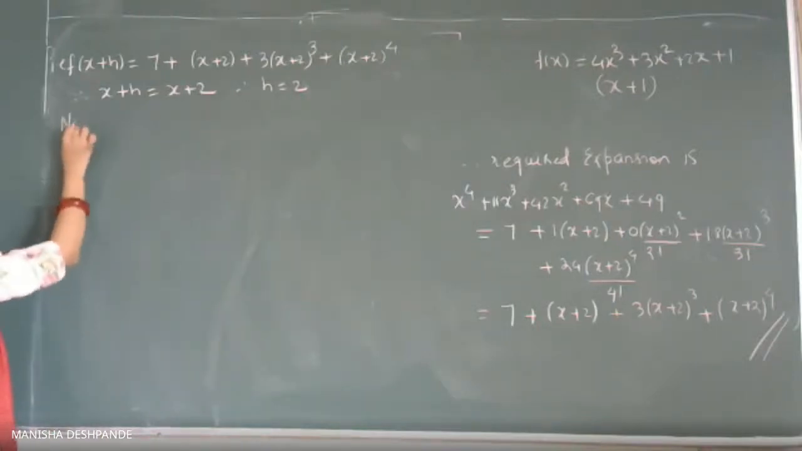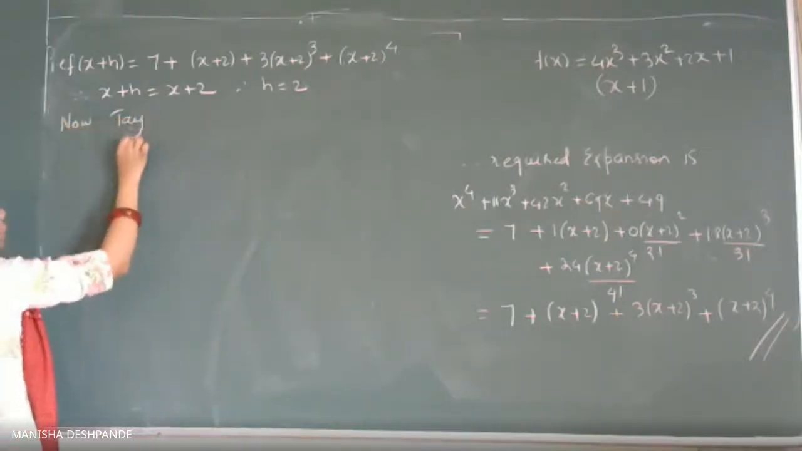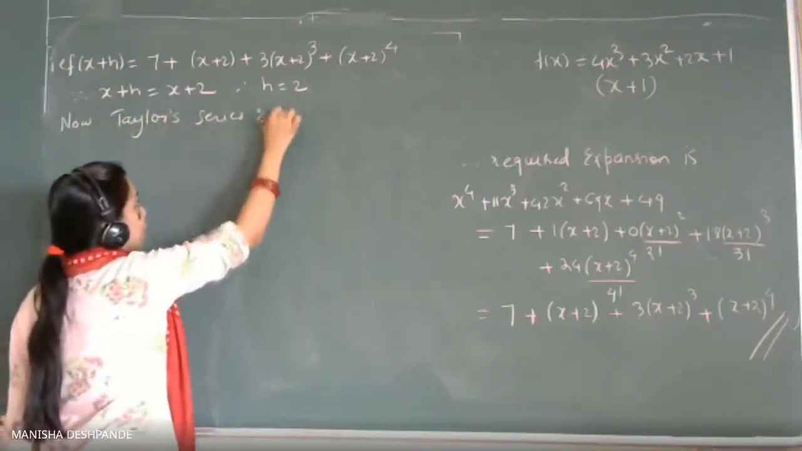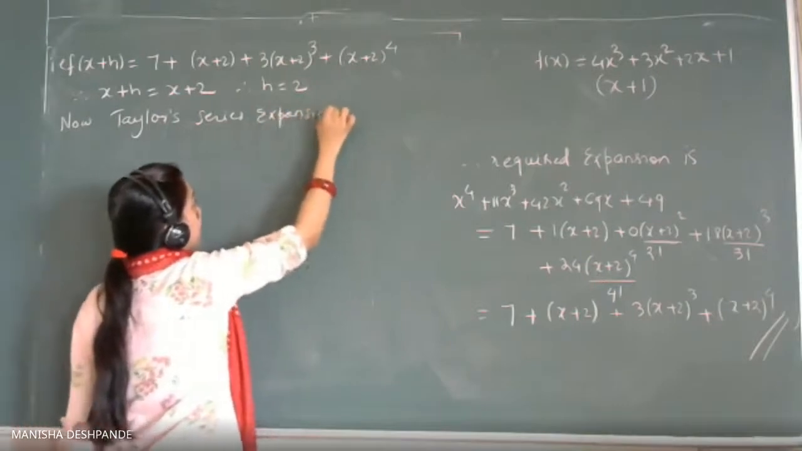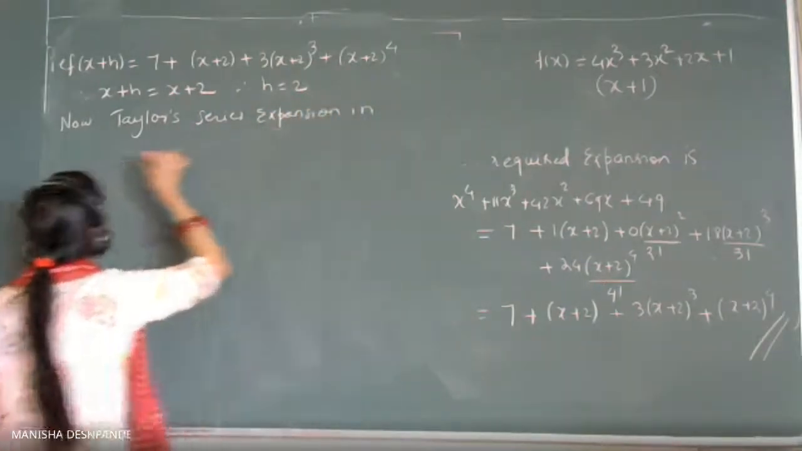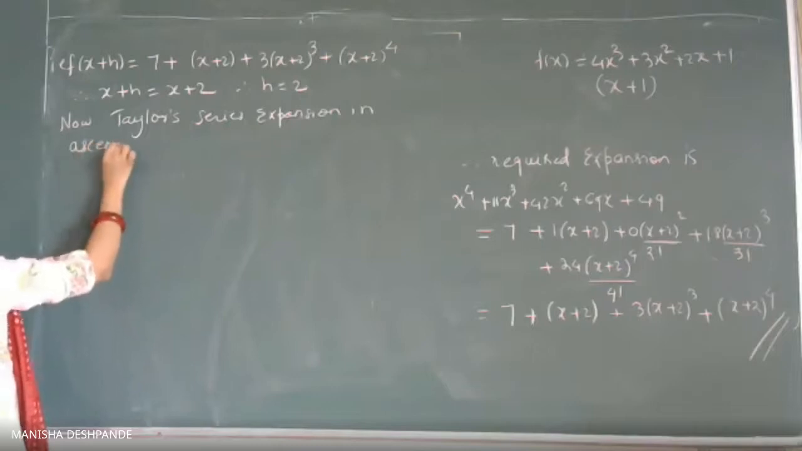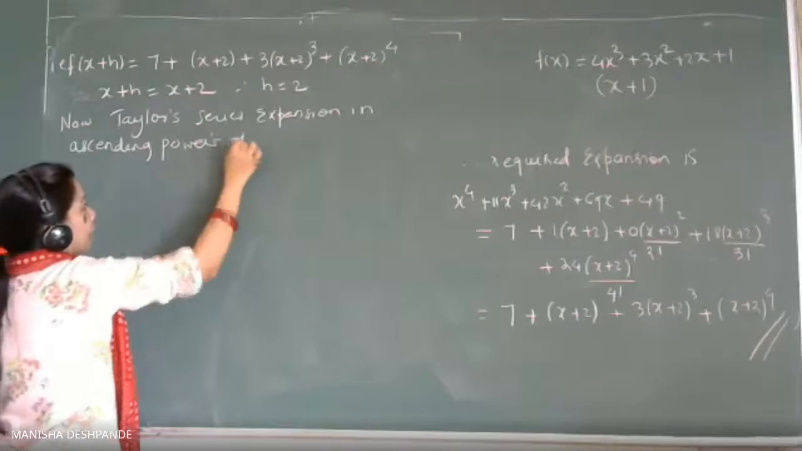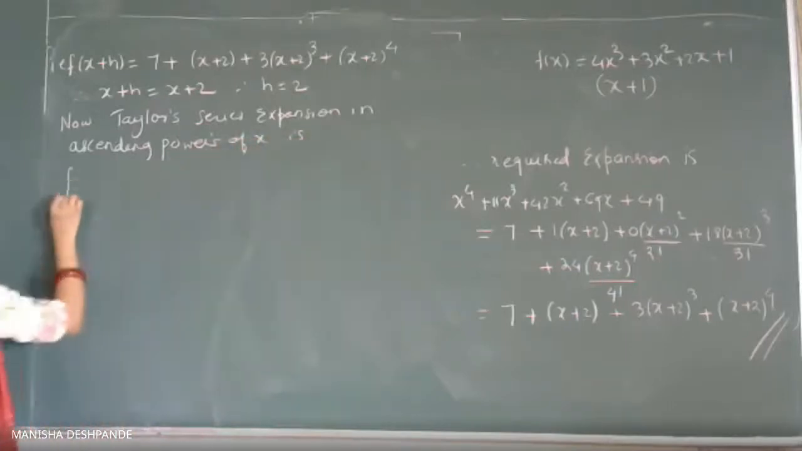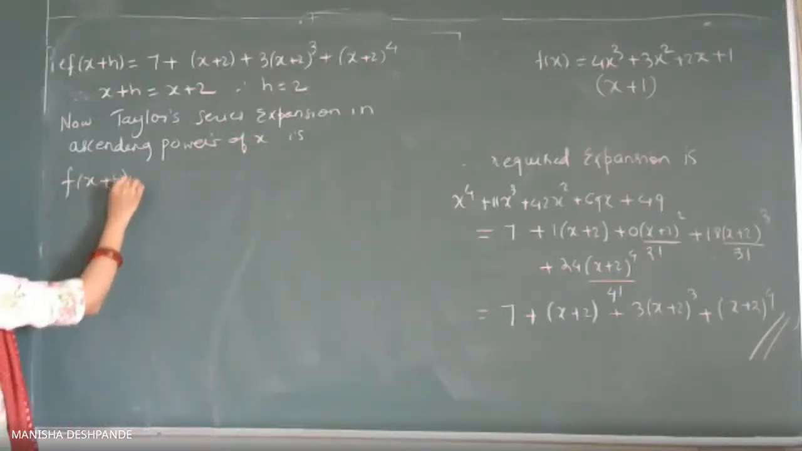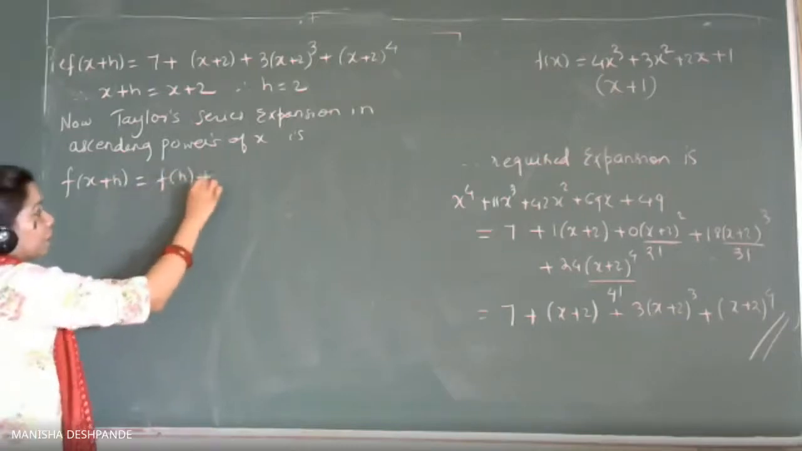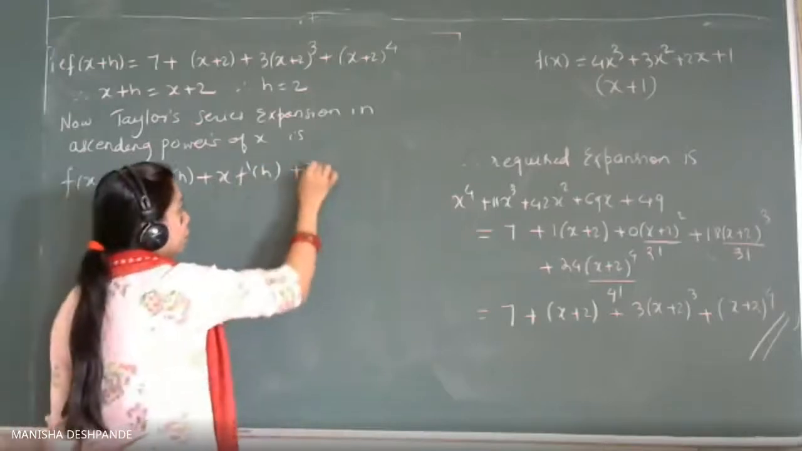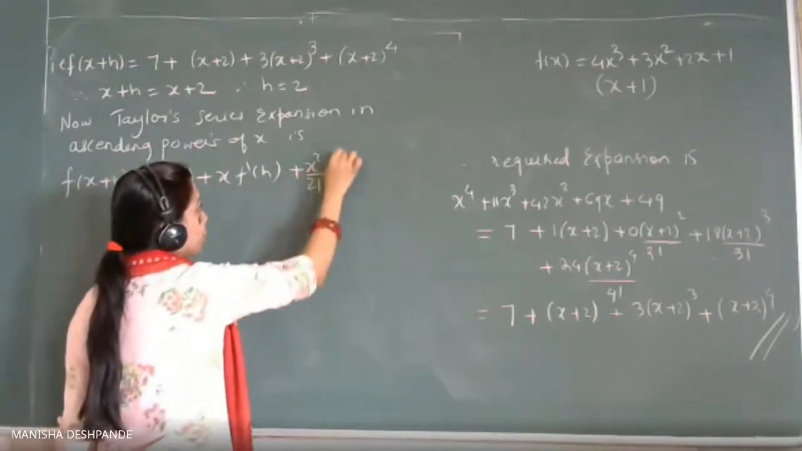Taylor series expansion in ascending powers of x is f of x plus h is equal to f of h plus x f dash of h plus x square by 2 factorial f double dash of h plus dot dot dot.